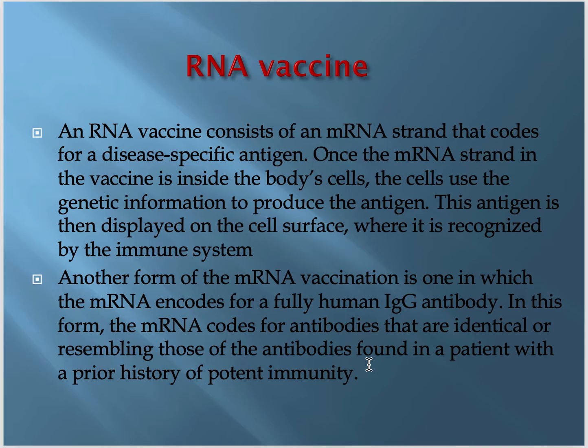So for example, if you want to develop a vaccine against COVID-19 using this strategy, you actually have to get the gene that encodes the antibody against COVID-19. Actually you need to have the messenger RNA that encodes the COVID-19 antibody. If you have that messenger RNA, then you can use it to make your RNA vaccine. So this is another type of vaccine. The Moderna vaccine is based on the first strategy, not on this strategy.